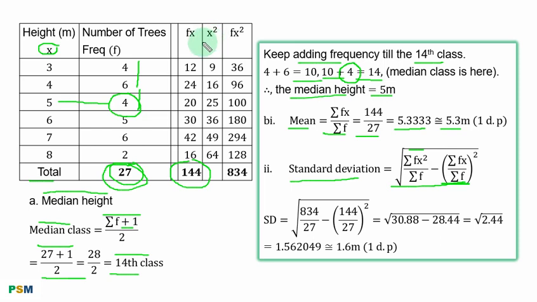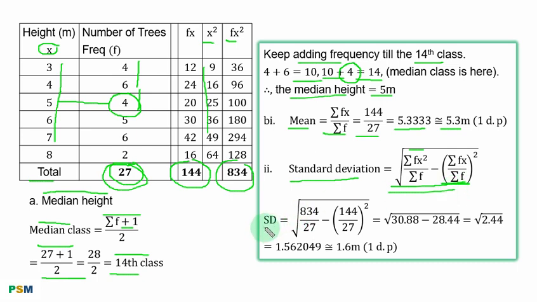You get s square first. You come here and square each value. You have this result. You use the frequency column to multiply the s squared column to get fs squared. 4 times 9, 36. 6 times 16, 96. 4 times 25, 100, and so on. When you add together, you have 834. You come here and replace the various terms with what they stand for.